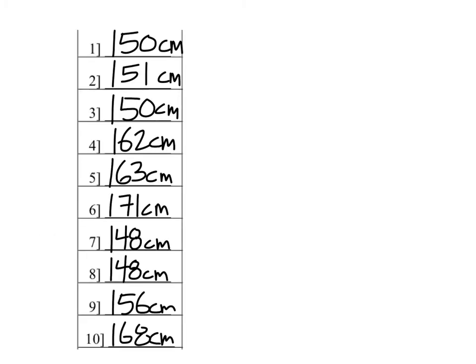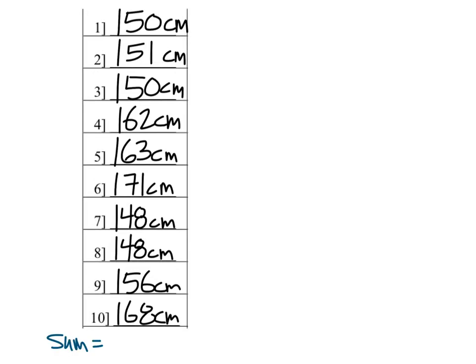So now that we have these measurements from 10 of you, we're going to go ahead and figure out the mean first. So we'll find the total, the sum of these. So let's just add all these together. So the sum that I got is 1567. So that was the sum of all of the heights.